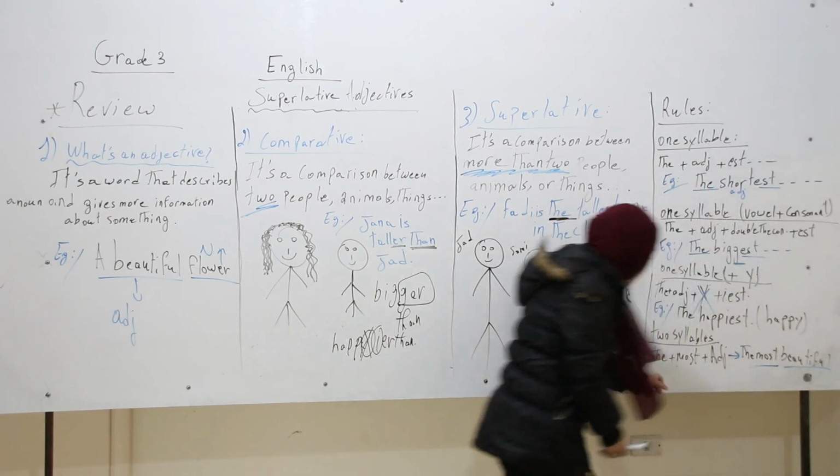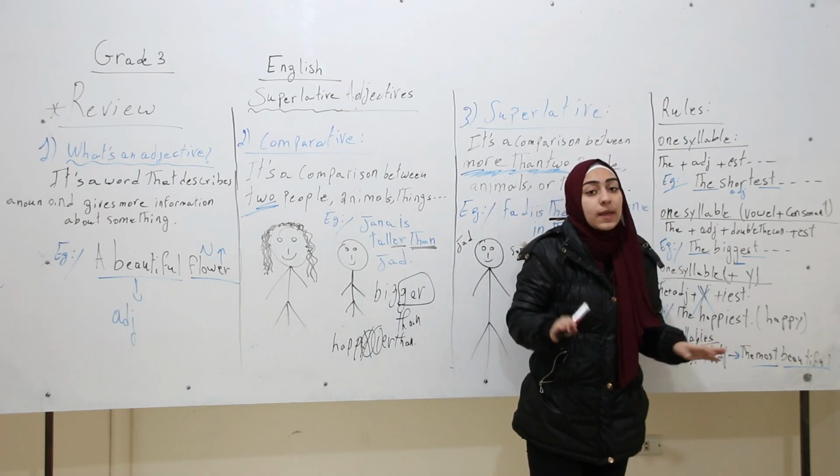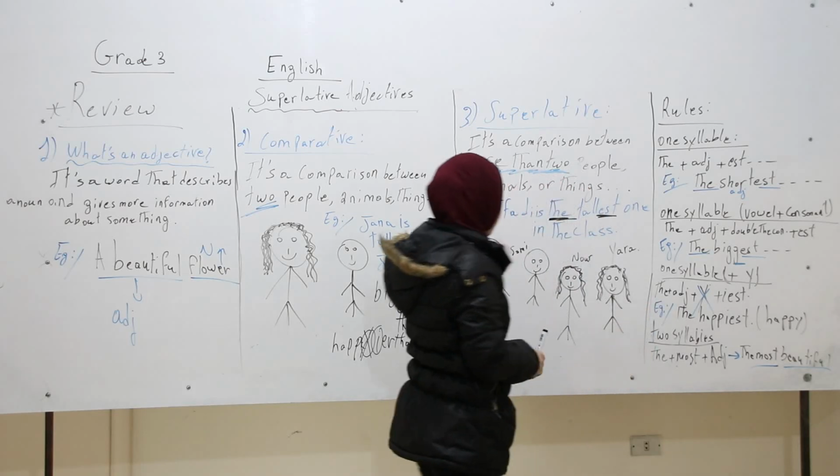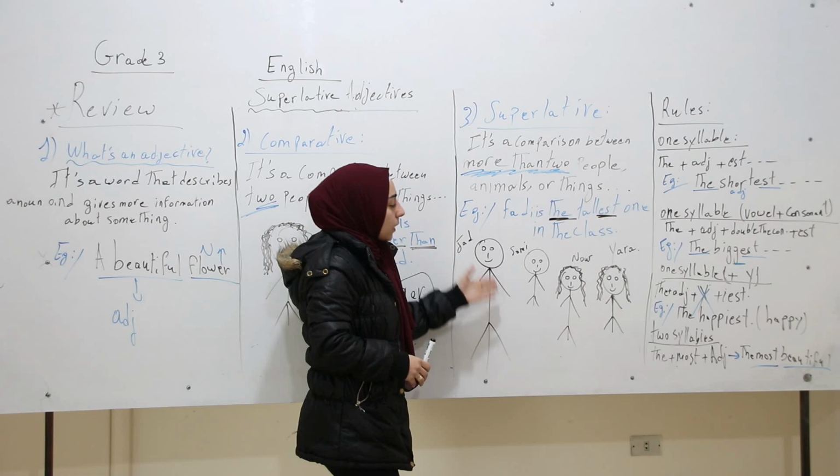So here we have the plus most plus adjective, بدون أي زوائد على adjective. Example: Noor is the most beautiful one in this class.